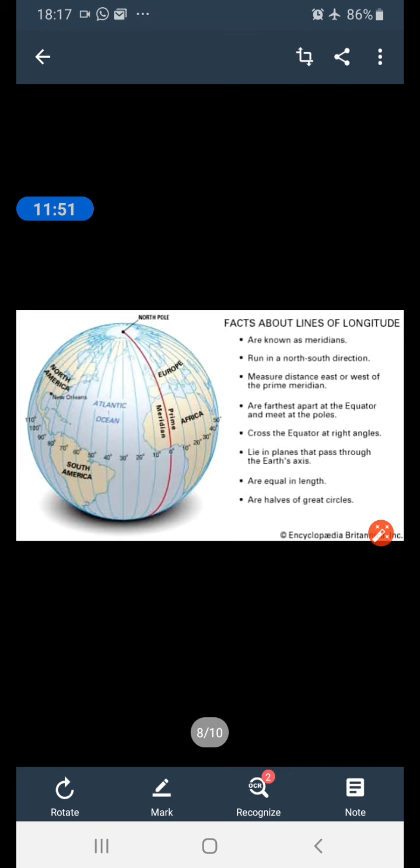And here some facts about lines of longitude are given. Now, this is the big text which I have uploaded from your book, which is showing the difference between lines of latitude and longitude, which you can learn. And then children, I will upload some questions for you as an assignment, and I've marked some pages also so that it will be easier for you to remember and learn those answers.